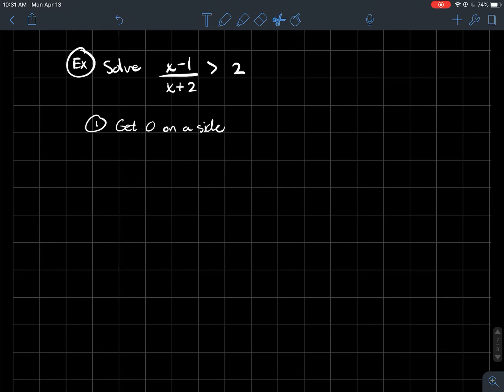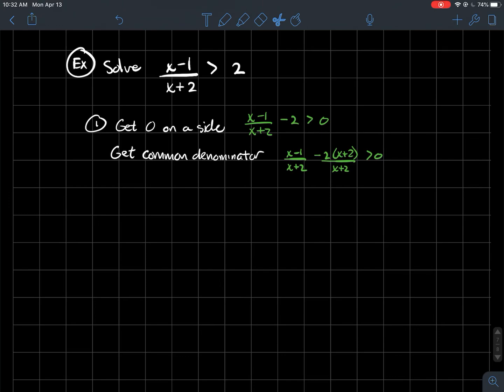So the first thing we'll try to do is get 0 on a side. So move that 2 over, and I'll subtract 2 from both sides. And remember, there's one additional part to step 1 where, if necessary, we need to get a common denominator for our rational function. So I need to combine (x minus 1) over (x plus 2) with the negative 2. I need a common denominator there, which would just be an x plus 2.